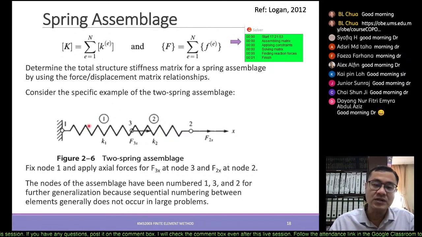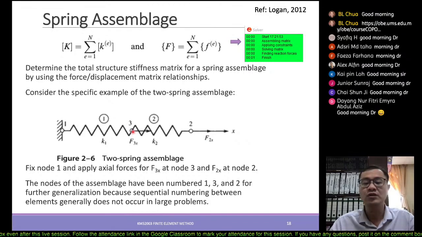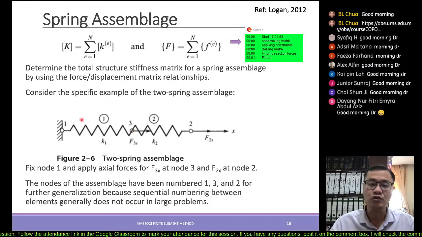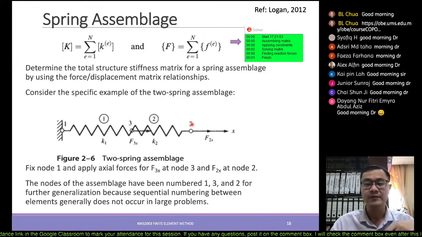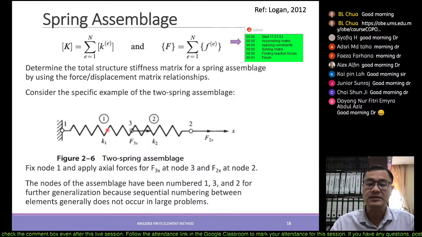Let's say you have two springs, so we again label them. This is node number 1, node number 2, and the middle one node number 3. The numbering is up to you. You can number it 1, 2, 3, or in Logan's book they put it 1, 2 and 3. The numbering is totally up to you. Then we will also number the elements. This is the first element, number 1, and here is another element, number 2.